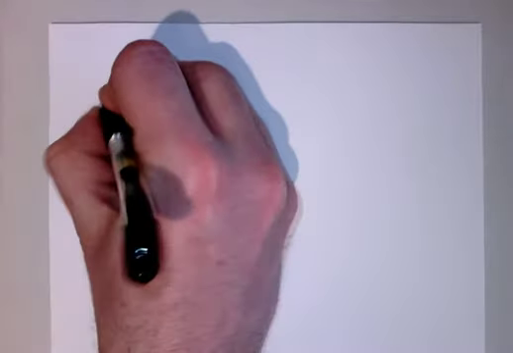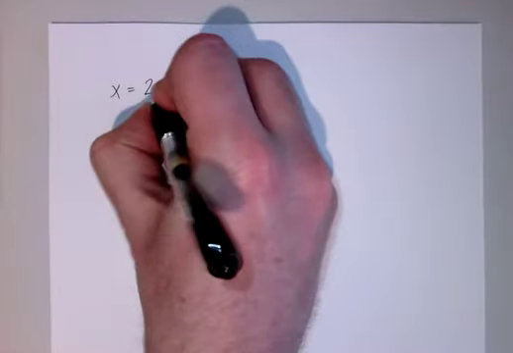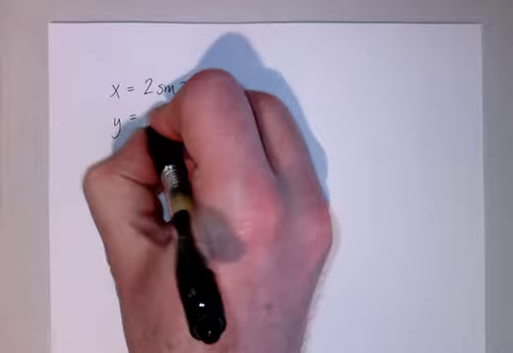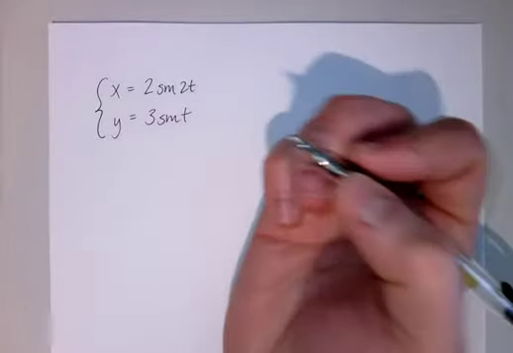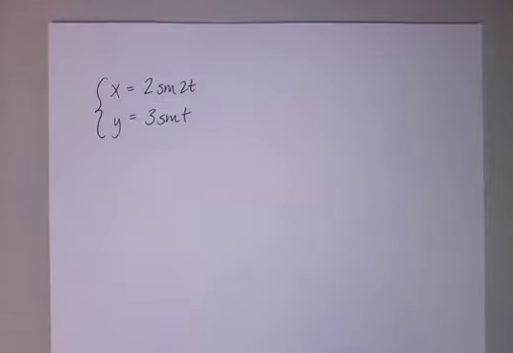Let's say that we're not given a particular ordered pair in order to find the tangent line. Let's say that we are given x is equal to 2 sine 2t and y is equal to 3 sine t. Okay? Now, it says find the equations of the tangent lines at the point where the curve crosses itself. Well, I tell you what, let's go ahead and remind ourselves how to do this.